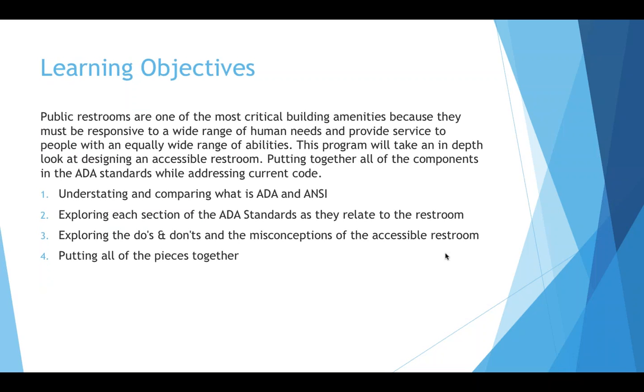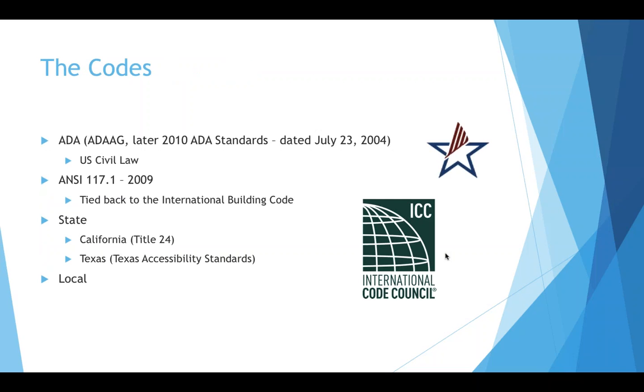So the learning objectives, as in the advertisement, are basically understanding and comparing what is ADA and ANSI. You'll hear everyone say it needs to be ADA compliant, but ANSI is the code, and that's what we'll use to get it constructed. We'll explore each of the sections as they relate to getting that restroom to be compliant, the do's and don'ts, any misconceptions of the accessible restroom, and then finally putting all the pieces together. So let's talk about this briefly, the codes.